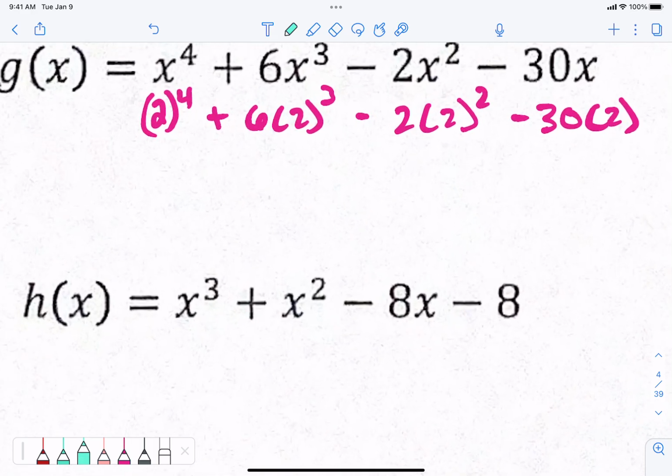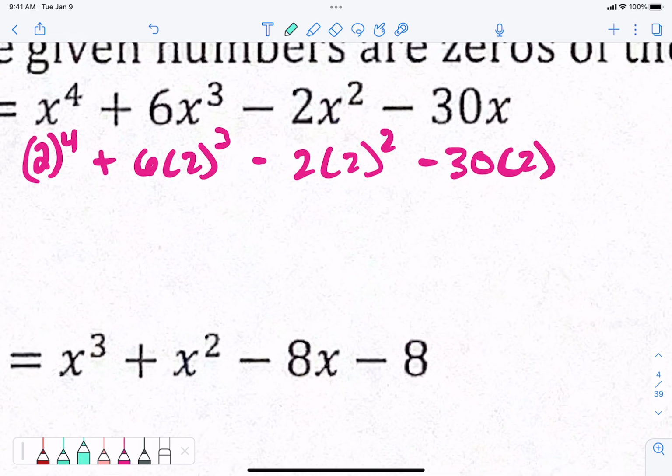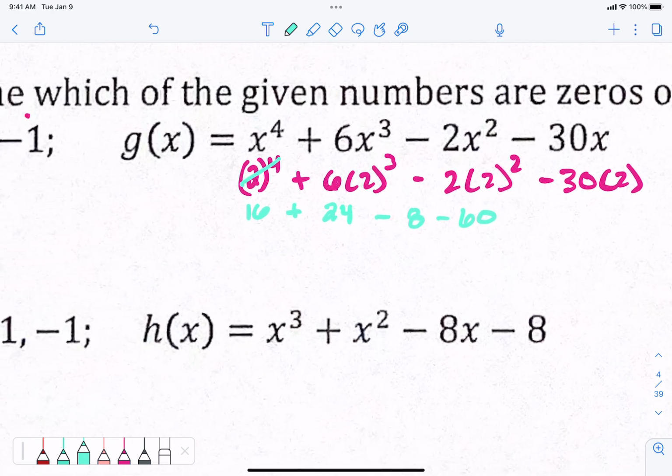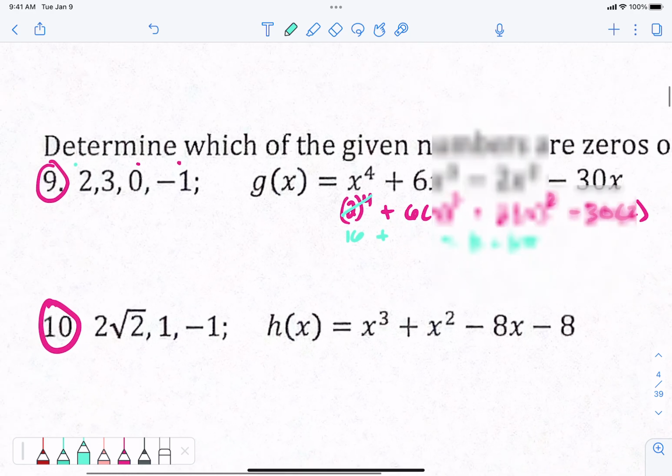Do I want to do some of this in my head, or do I want you to just plug it in? I don't know. 2 to the 4th power is 16. Plus, this is 24. Minus, this is 8. Minus 60. Does that come out to be 0? I don't think so. I'm not going to add it together because I don't think it does.